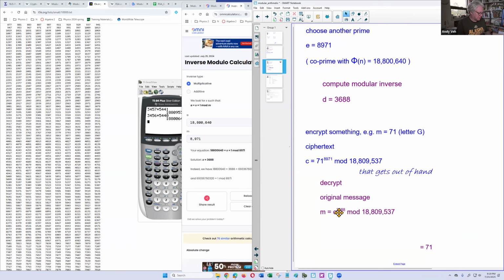If I decrypt it the other way, so the other person, or the other side where I'm going to send my secret message to, would have the decryption here. They would do this one. They would actually take whatever this C is here, take it to the 3,688. There, you recognize it, and mod of the same number that was on the previous page. And then they come up with, hey, guess what? 71, which is the original encryption.